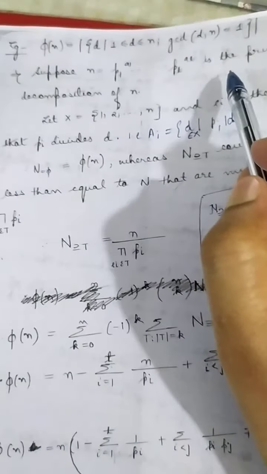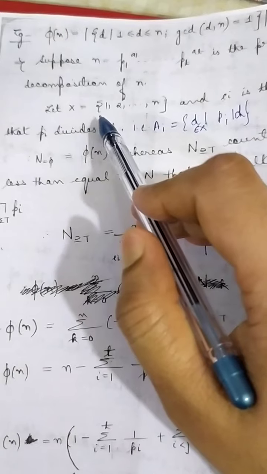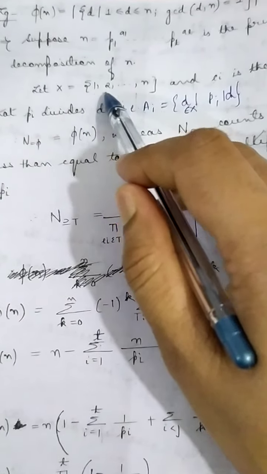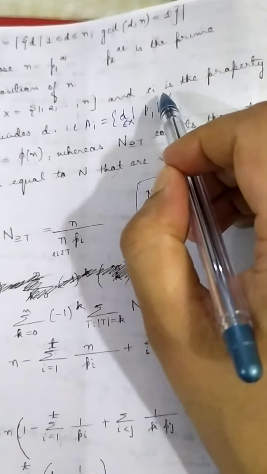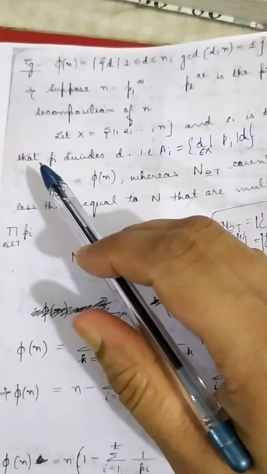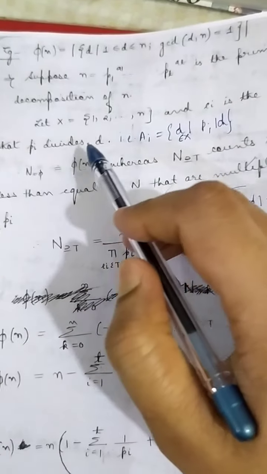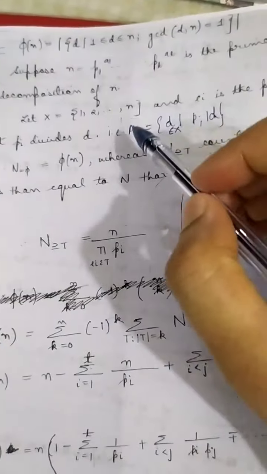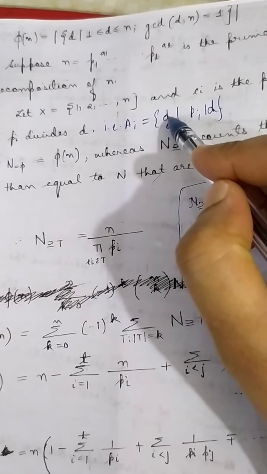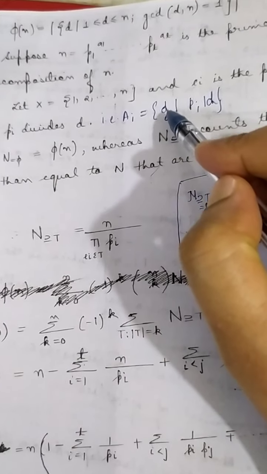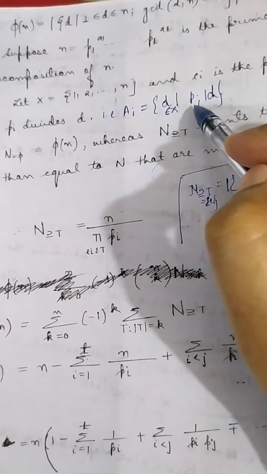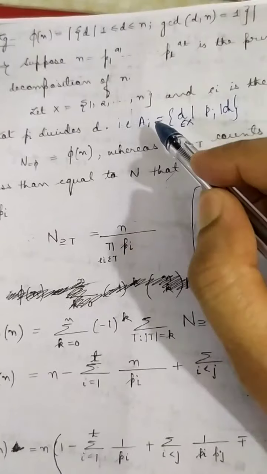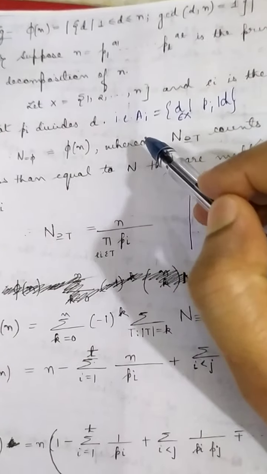Up to t primes are there, and let X be the set containing n elements. X is the set containing these n elements, and ei is the property. What is the property? That pi divides d. That is ai. In our previous discussion, what is ai? Ai is the collection of all those elements d in capital X such that pi divides d. So these are our a1, a2, a3, a4.